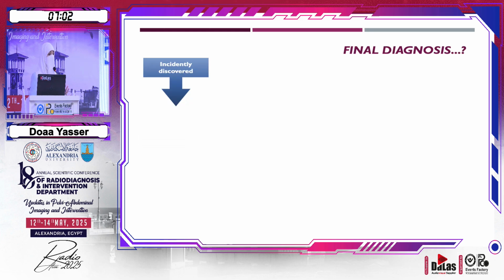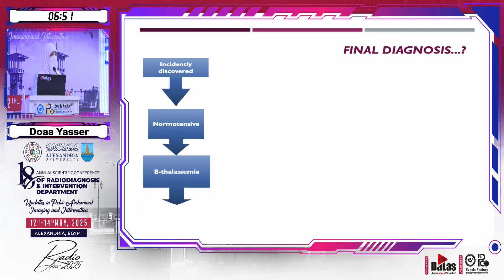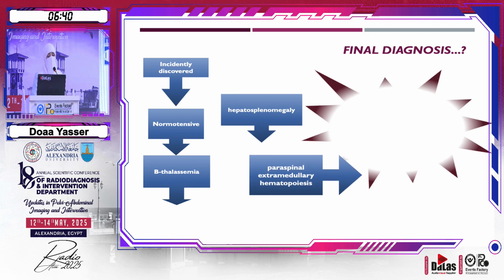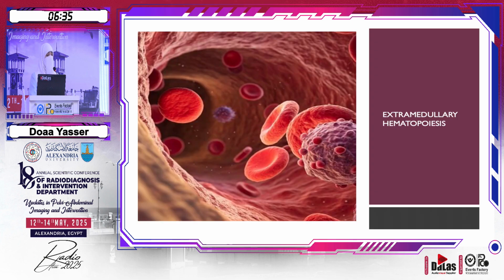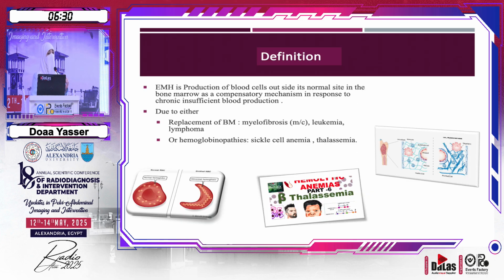Putting all the puzzle pieces together, we can come up with the final diagnosis. We have incidentally discovered adrenal lesions in a normotensive patient who is known to have beta thalassemia, and he has the typical appearance of extramedullary hematopoiesis with hepatosplenomegaly and bilateral paraspinal lesions. So we can come up with extramedullary hematopoiesis in the adrenal glands. Simply, extramedullary hematopoiesis is a compensatory mechanism that occurs due to a chronic state of anemia, where blood production occurs outside the bone marrow.